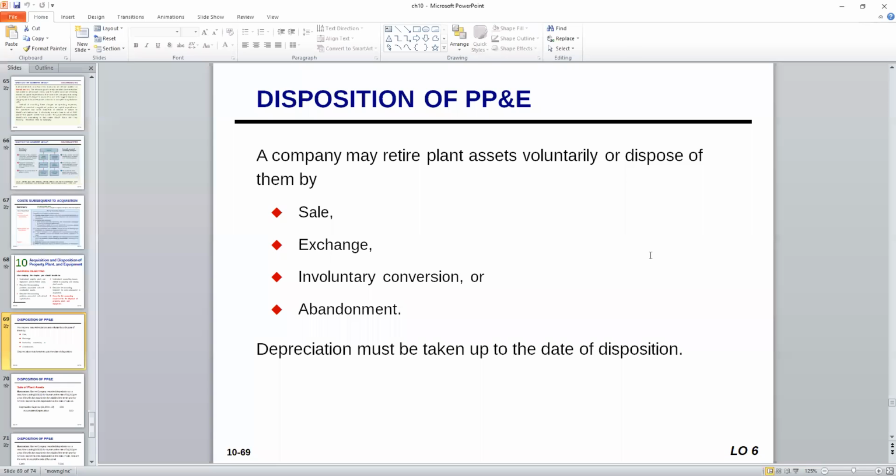So the last thing talked about in Chapter 10 is the disposition of property, plant, and equipment. A company may retire plant assets voluntarily or dispose of them by sale, exchange, conversion, or abandonment. Depreciation must be taken up to the date of the disposition, but not any longer.